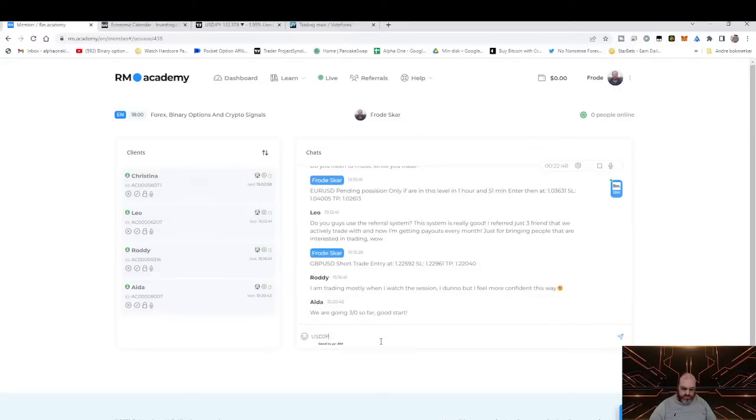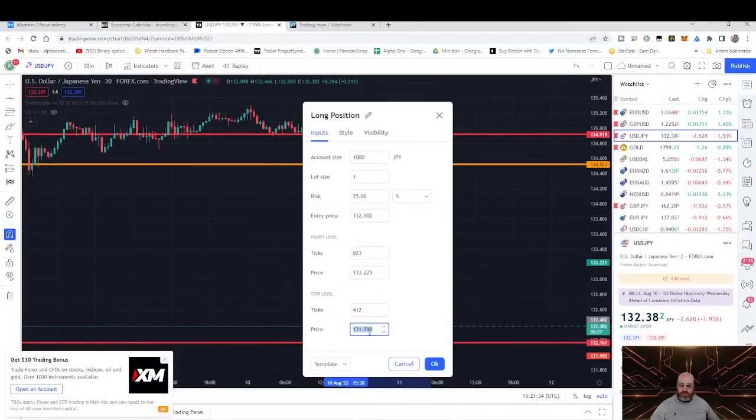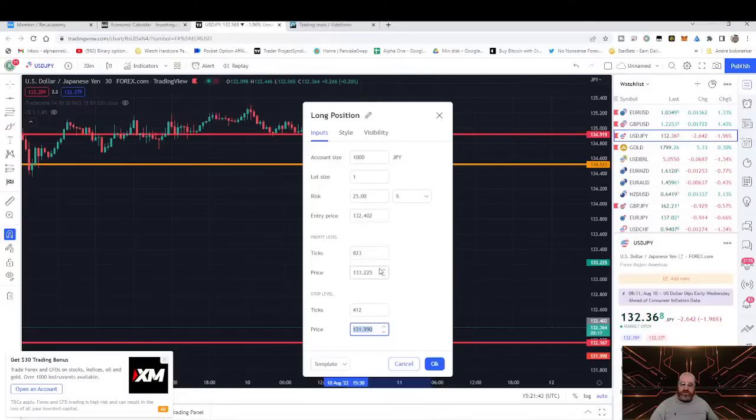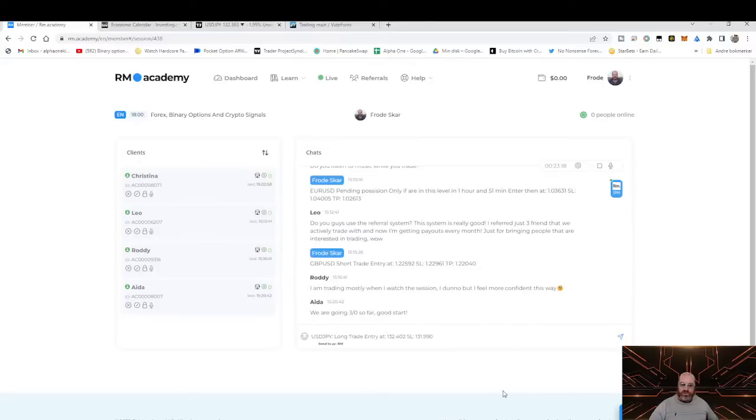USD JPY. We take a long trade, entry at this level there. We go for a stop loss right below the last spike down. So we take a stop loss here, and we take our take profit at this level there. And I will explain a little more there also.